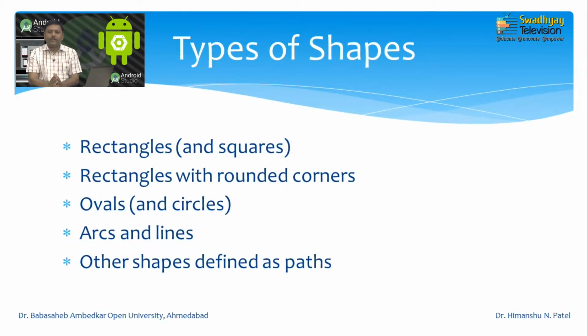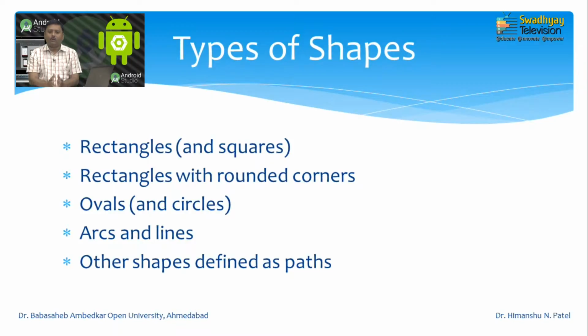So, what types of shapes can we create using the shape drawable? The answer is rectangles and squares. If height and width are the same, then we can draw a square. If they are different, we can draw a rectangle. You can also create a rectangle with rounded corners, that is a rounded rectangle. You can draw ovals. If the x and y radius are the same, you can define a circle.